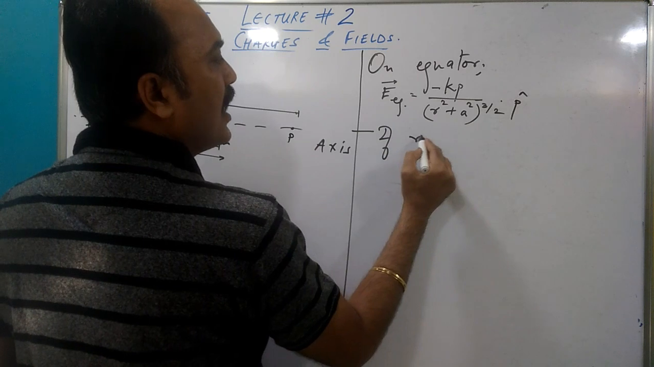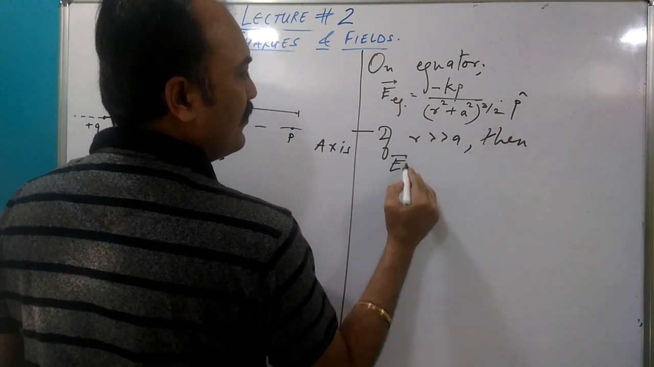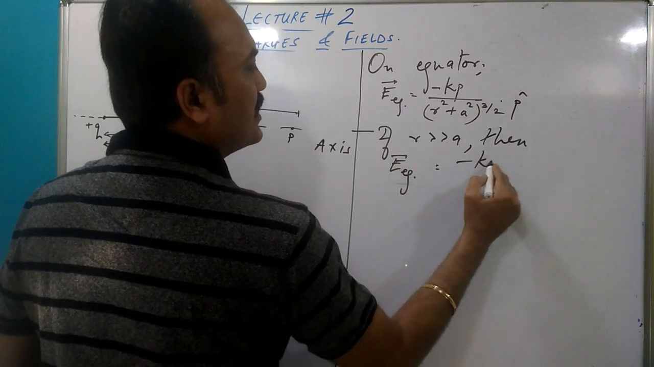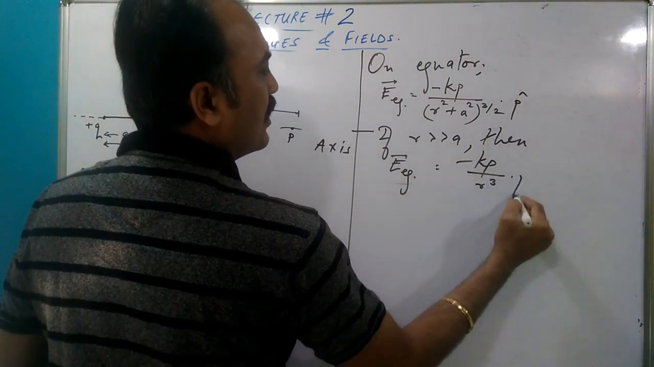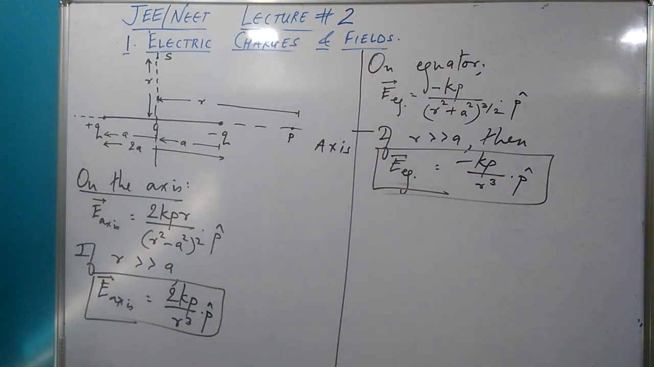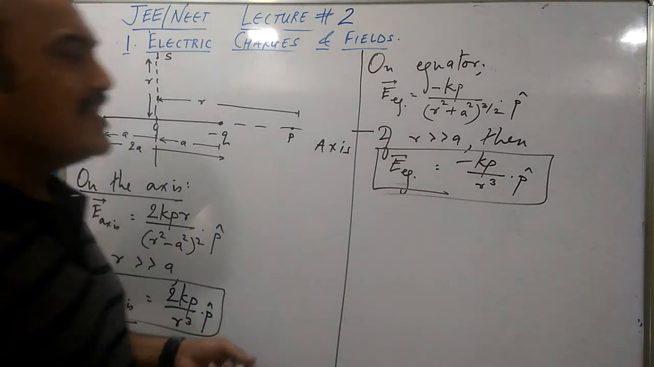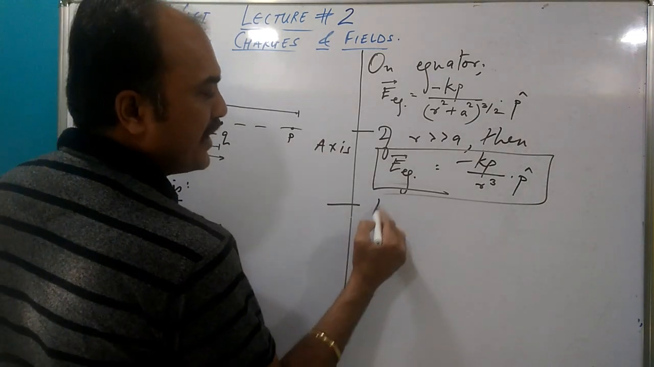Again, what if r is much greater than a? Then E bar on the equator is minus kp by r cube into p cap, a more widely used idea of the electric field at a point on the equator. Then we go on to the motion, the behavior.